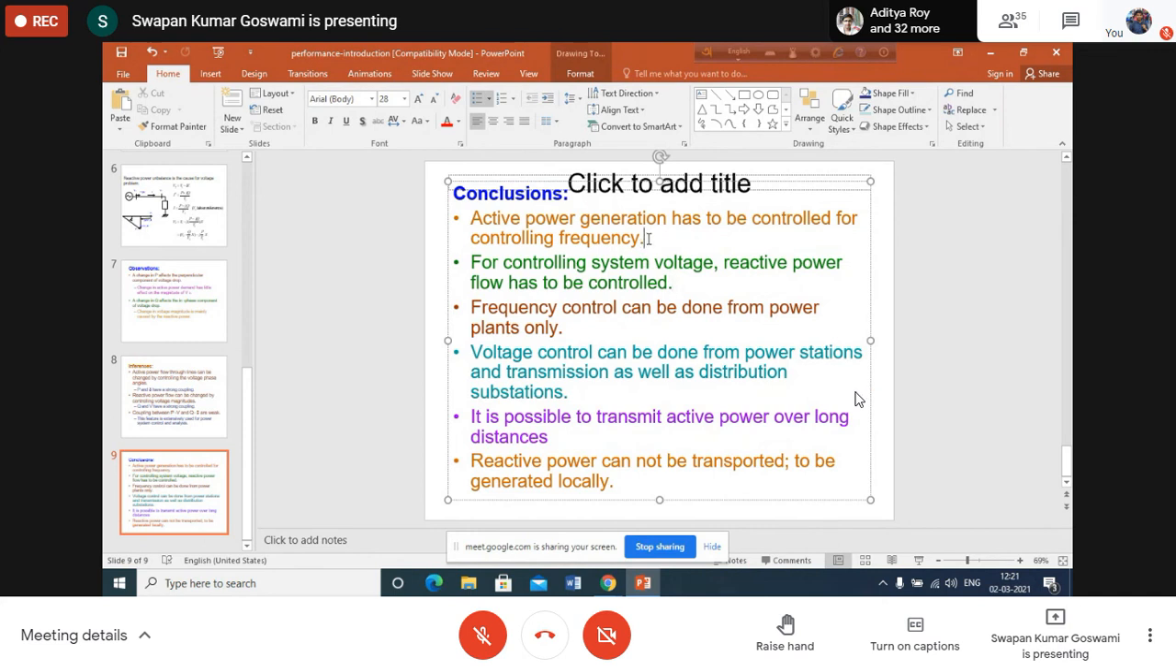Why? Because as we have seen with that single example, when we are connecting more load, the speed of the generator is decreasing. It means the frequency of generation is decreasing, which means the frequency of the system will be decreasing. Is this point clear? Yes, sir. Yes. Okay, then for controlling system voltage, reactive power flow has to be controlled.